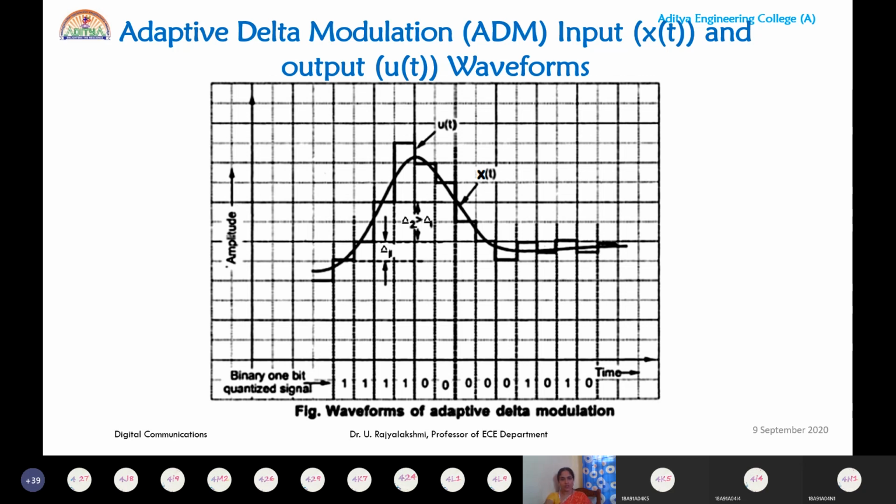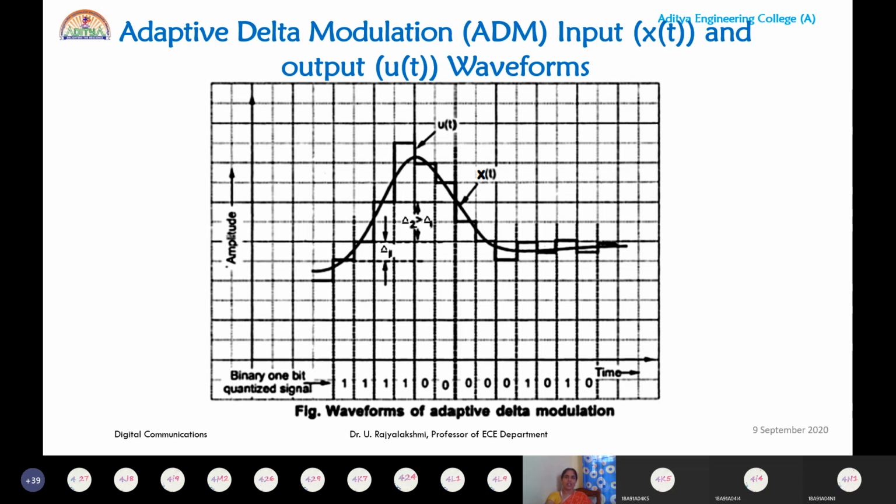So what kind of logic is used here? Whenever the present magnitude of X of t is far greater than the past sample magnitude of X of t, the step size should double. And the step size should be made half when we have flat amplitude variations of X of t, or slow magnitude variations of X of t. Then the step size should be made half. Like that, a logic has been implemented.